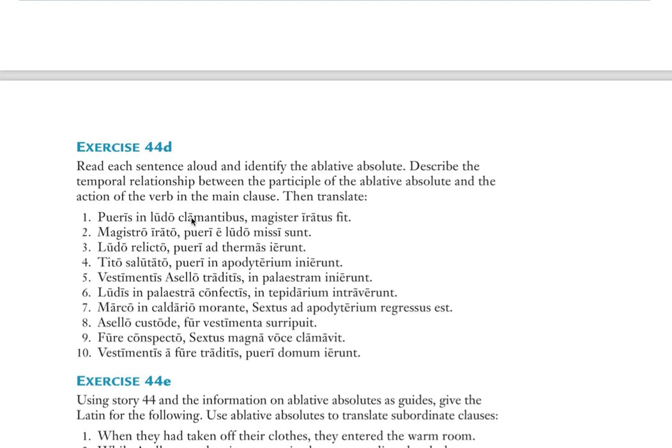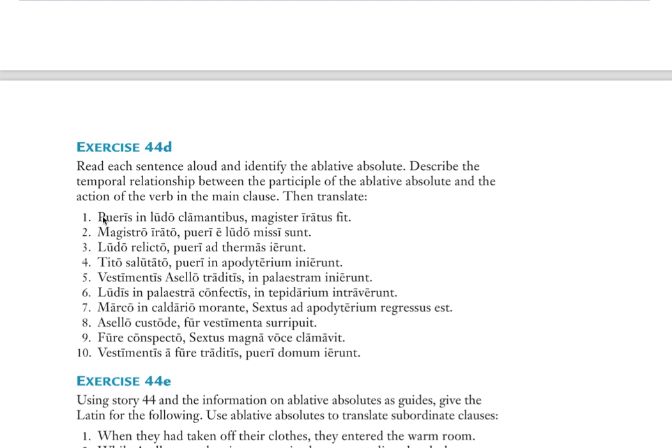And describe the relationship between the timing of the ablative absolute and the main verb. And then just translate into English. So here, pueris and clamantibus, we recognize as ablatives. Is and ibus. Puer from second declension. Clamantibus, this present participle from the third declension. All present participles, again, are third declension, thus the ibus. But ibus matches with is, both ablatives. And there happens to be a prepositional phrase thrown into the middle of this. But in general, what we have here is something about the boys, and there's some shouting going on, and it's happening in the school.